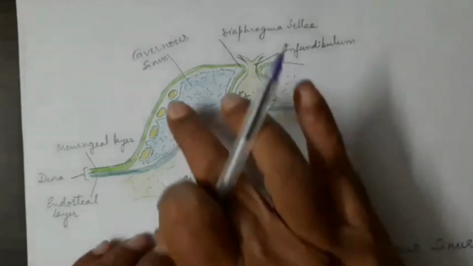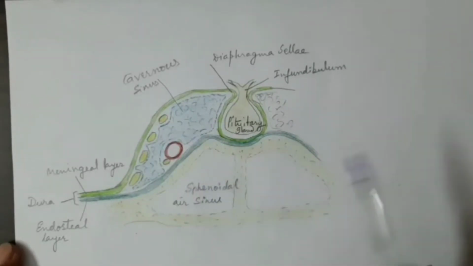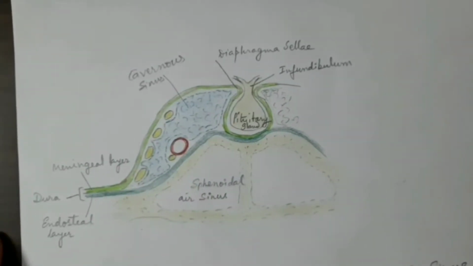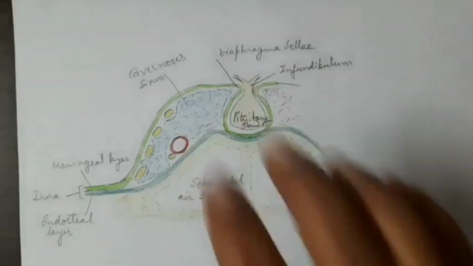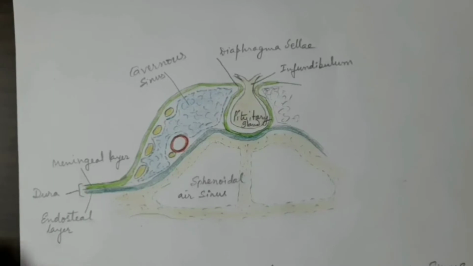Now, since it is a dural venous sinus containing blood within the cavernous spaces, the question comes: from where does the blood come to this small cavernous sinus, which is 2 centimeters in length and 1 centimeter wide? From where is it getting its venous blood?